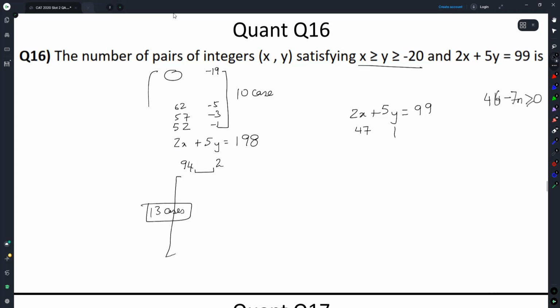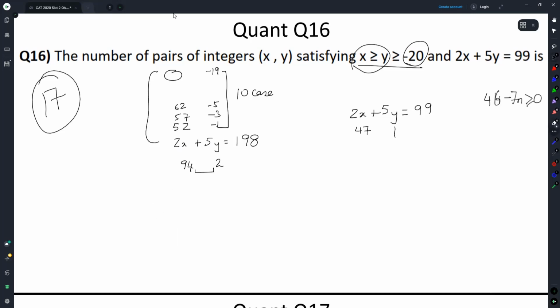And when you go backwards, this list remains identical. No problem at all. This list is on account of this 20. This list is on account of x greater than y. The two conditions are playing at different places. The answer to the original question is of course 17, but hopefully we learned something additional also.